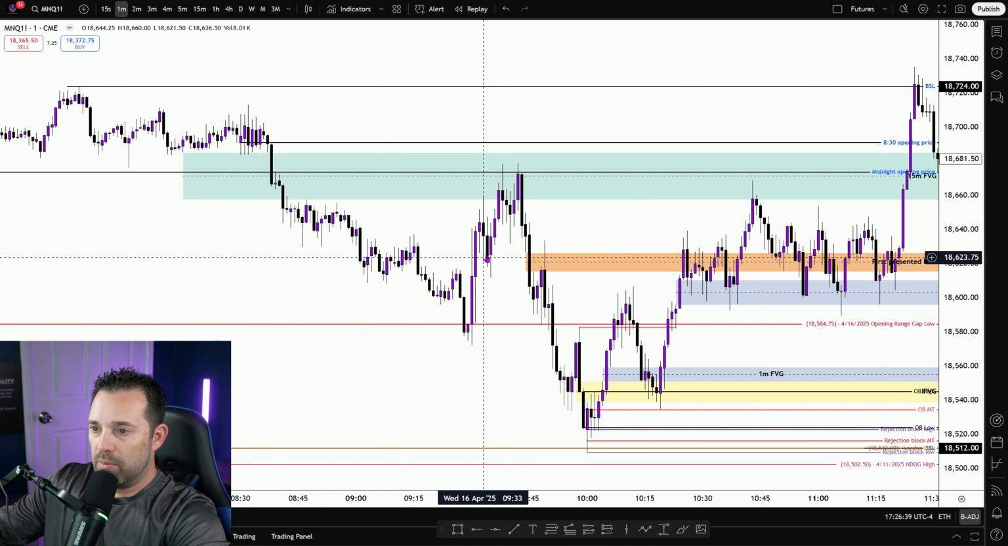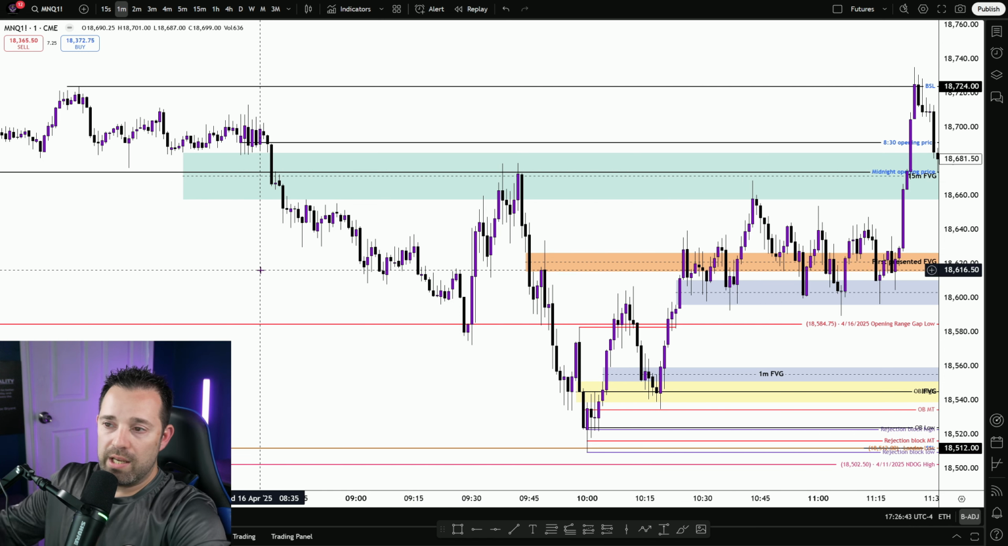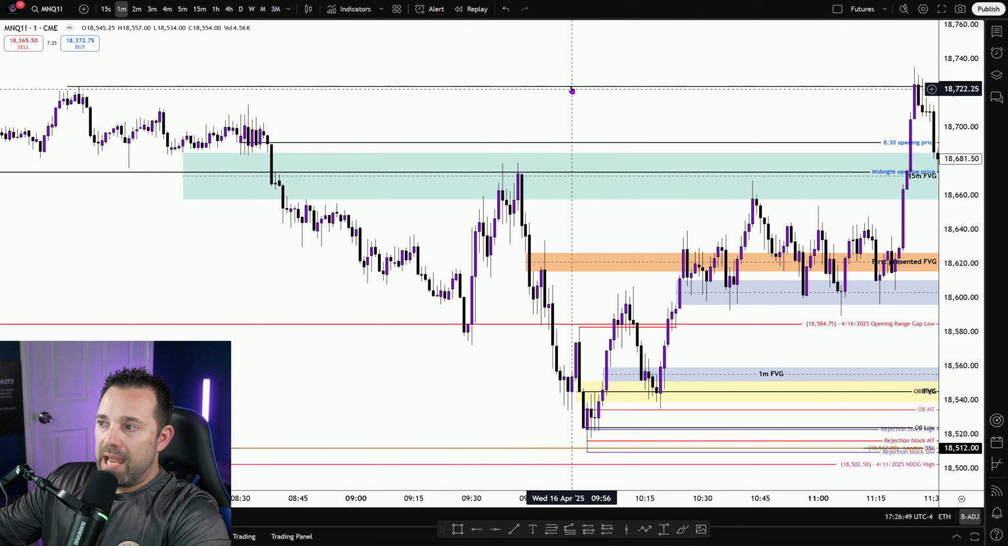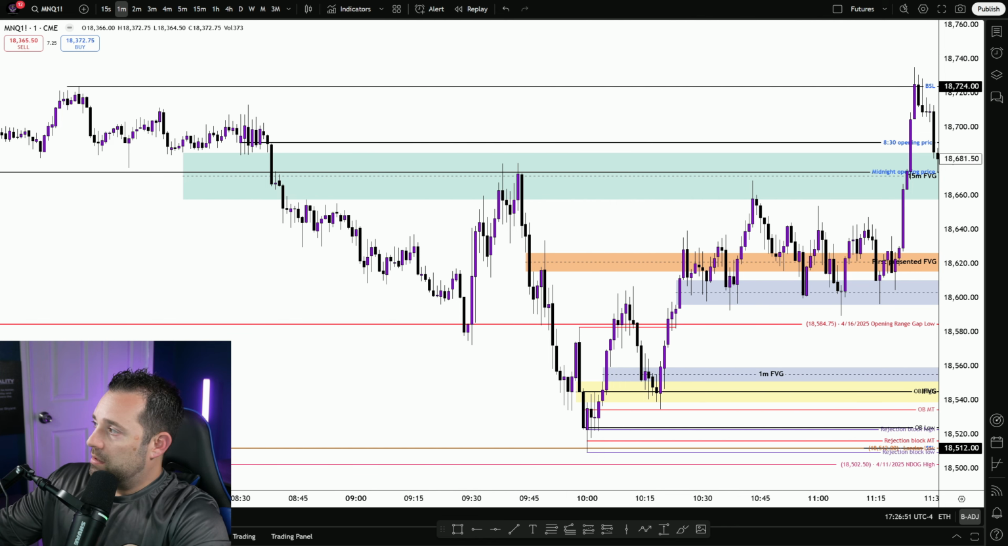So we made this little run up right into this 15-minute fair value gap. So what is that? Well, internal range liquidity. Remember, it doesn't always have to go all the way up to buy side, to this, trade evade, what are you doing?